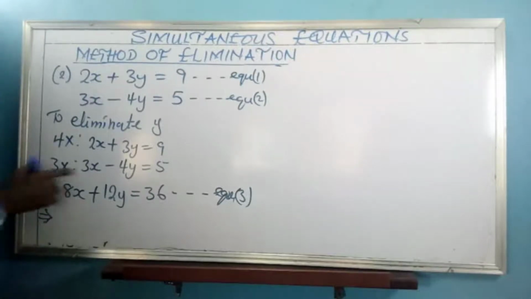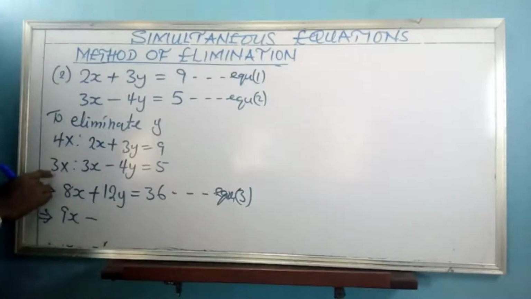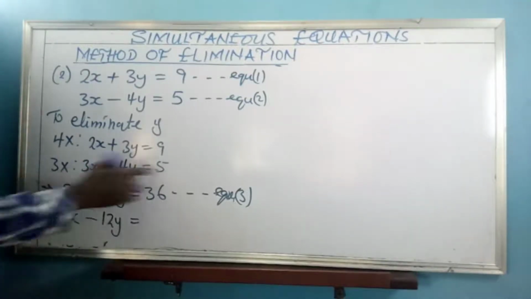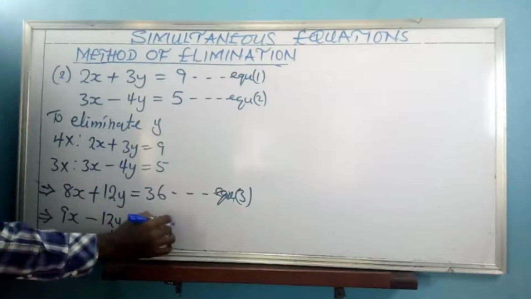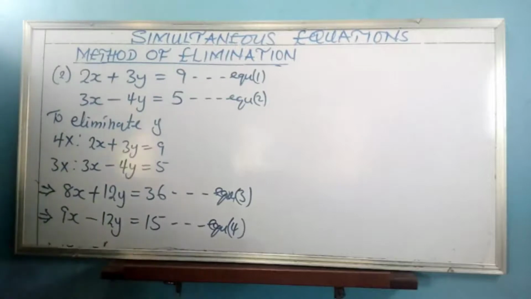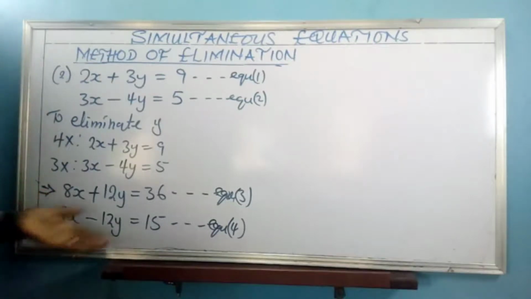Let's multiply. 3 times 3, we have 9x minus, don't change the sign, 3 times 4y, that is 12y, is equal to 3 times 5, that's 15. And that's my equation 4. Do we see it now? We derive this one. This is the original equation, but we derive equation 3 and equation 4.